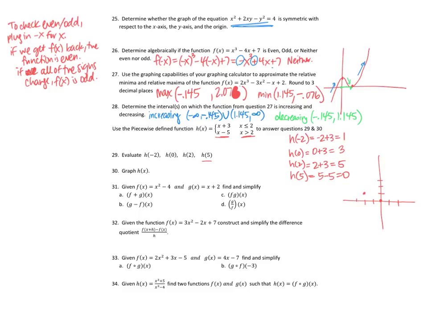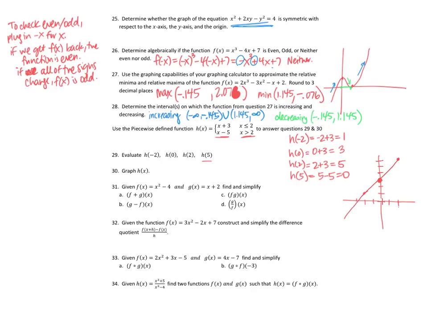Okay, let's see if I can fix this. Okay, now h of 0 is 3. 1, 2, 3. And h of 2 is 5. So that's here. So there's that part of the line.